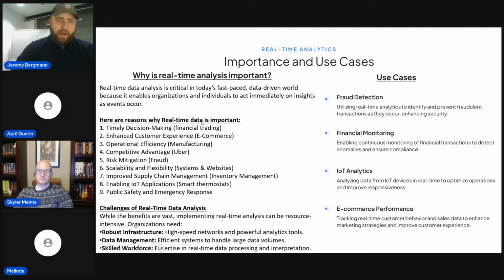So some of the reasons why it's important is timely decision making. If you're like me and trade crypto, having information that's updated near real time is to your advantage. Customer experience, talked about that a little bit. Operational efficiency, I brought an example of that up before in my class.